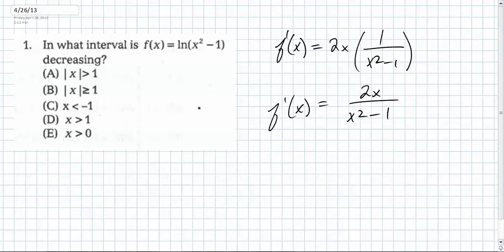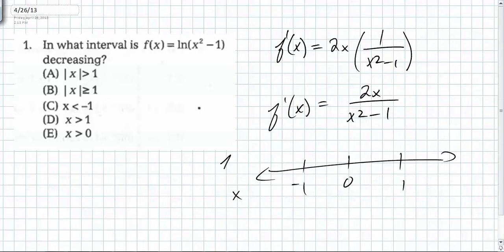So you're interested in when that is 0, or undefined. And that's going to happen at x equals -1, 0, or 1. So how many regions do you need to test? 4 of them. This is your x value, this is your f prime of x value. So we know it's 0 here, undefined here, and undefined there, meaning it could change.